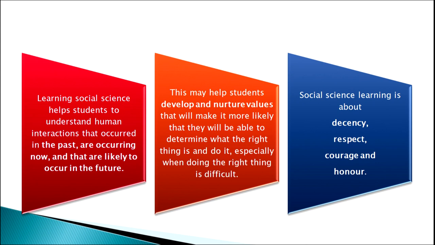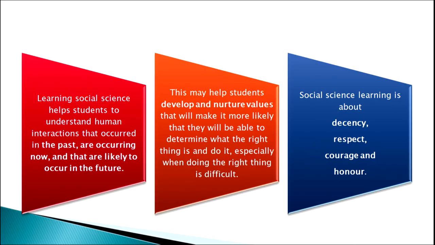Learning social sciences helps the students to understand human interactions that occurred in the past and are occurring now and that which are likely to occur in future. That is, we have to connect past, present and future. This may also help the students to develop and nurture the values that will make it more likely that they will be able to determine what the right thing is and how to do it, especially when doing the right thing is difficult. So, social science is learning about decency, respect, courage and honor.